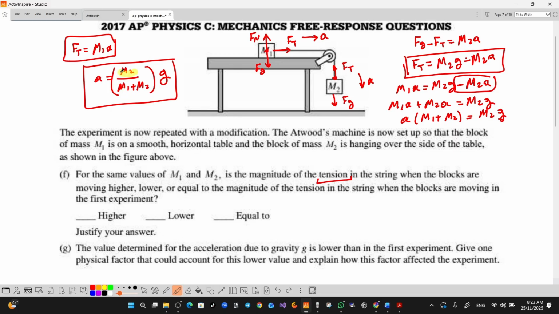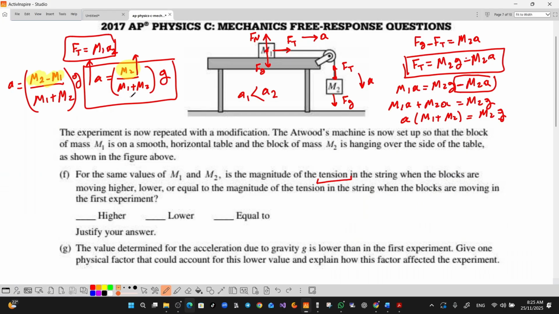Notice that in the numerator, we don't have a difference. We have purely M2 without any additional part. Let's compare it with the previous acceleration in the first experiment. In the first experiment, we found that the acceleration had M2 minus M1, so M2 was reduced by M1. However, in the second experiment, M2 is purely affecting the acceleration. Let's compare the two numerators because the other factors remain the same. M2 minus M1 is less than M2, which means the numerator now is higher, which means the acceleration is higher. So in the second experiment, the acceleration is bigger than the one in the first experiment.